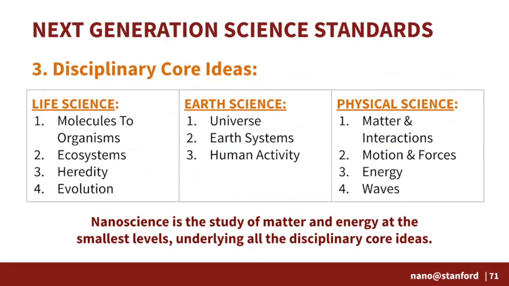All right. Okay. And then the Next Generation Science Standards. Interdisciplinary core ideas. So this is where we have life science, earth science, physical science. These are just a few examples, and I won't go into too much detail for the sake of time. But again, nanoscience is the study of matter and energy at the smallest level, underlying all sorts of disciplinary core ideas. There are all sorts of things that are happening.